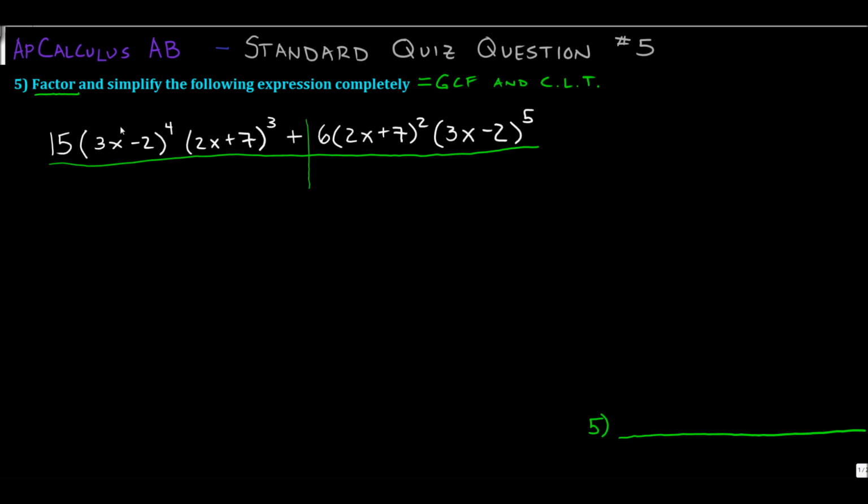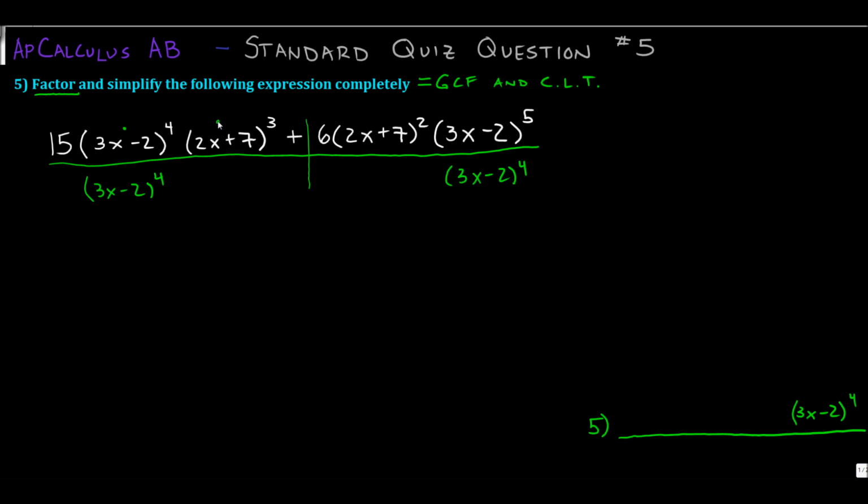For example, I look for each factor. I look at the 3x minus 2, and I ask myself, okay, I've got 3x minus 2 to the 4th and 3x minus 2 to the 5th. I want to pull out the greatest common factor I can get from both of these terms. It's got to be the one that has the smaller exponent. So I'm going to pull out a GCF of 3x minus 2 to the 4th power, and down here I write 3x minus 2 to the 4th power, because that is the GCF as far as the 3x minus 2 factor goes.